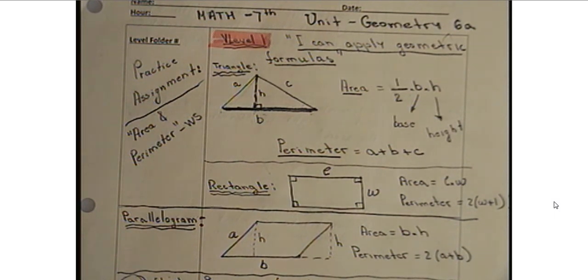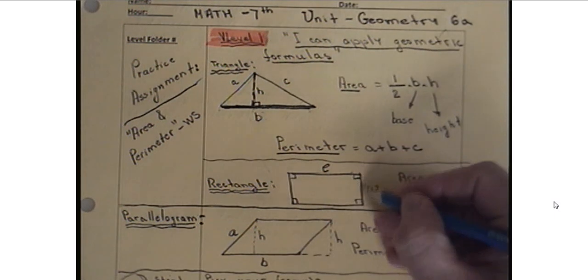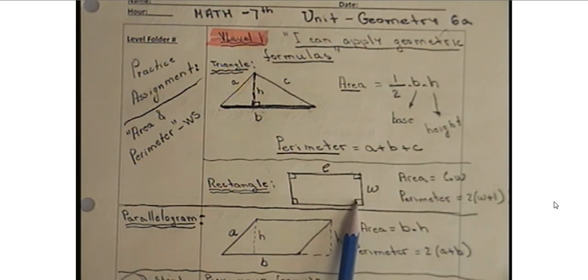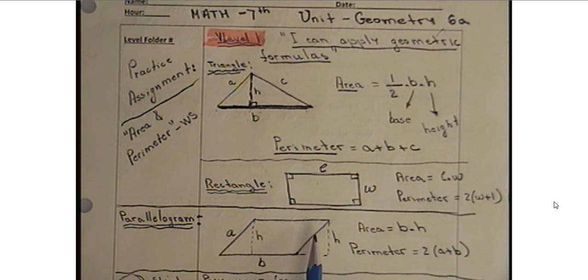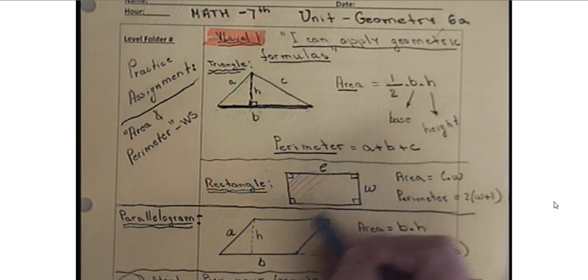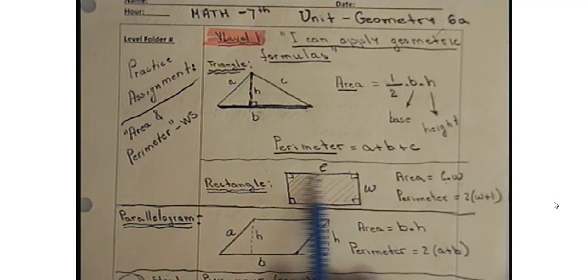Once you're done with this part, then I want you to look at the rectangular shape. The rectangle has L for the length and W for the width. Area formula says in order to get the area, or what is inside of this shape, we are multiplying the length times the width. In order to get the perimeter of the shape, we're adding all those sides, or in other words, you can say 2 times W plus L.